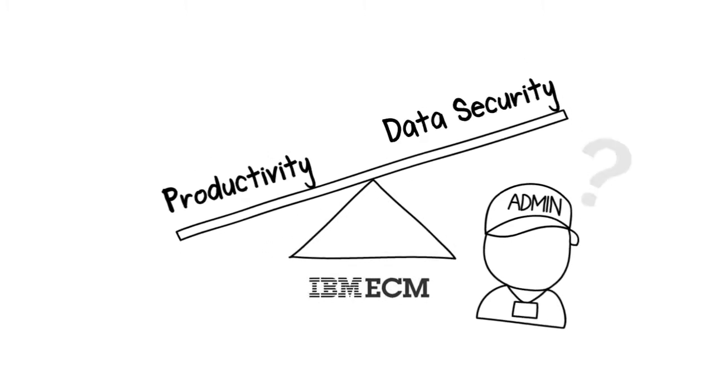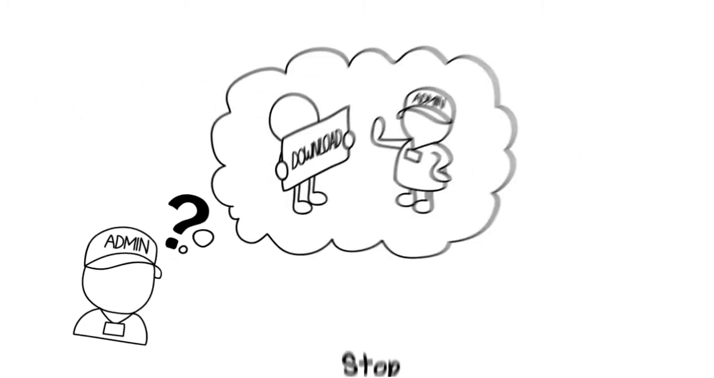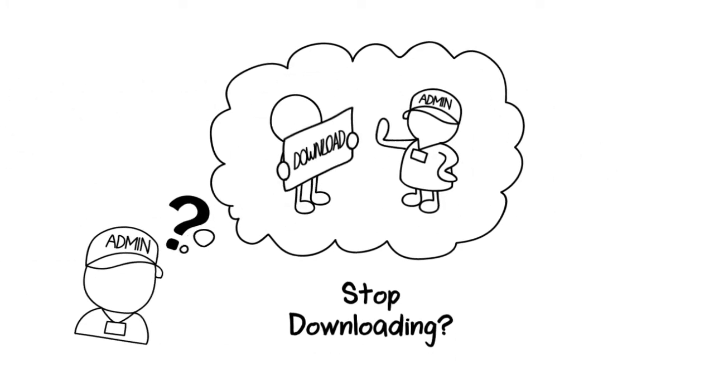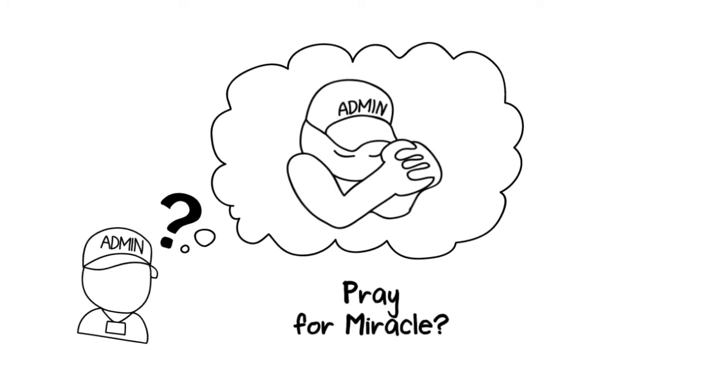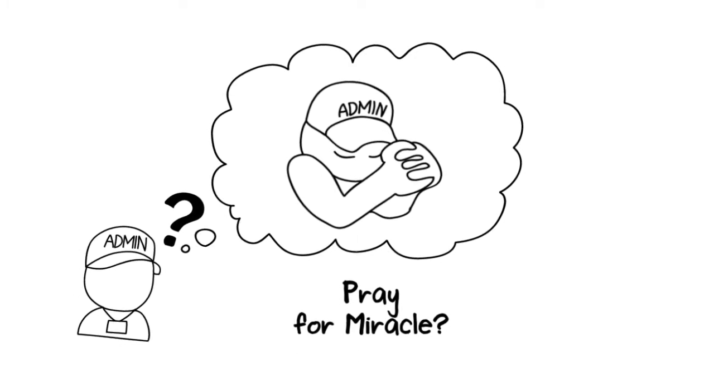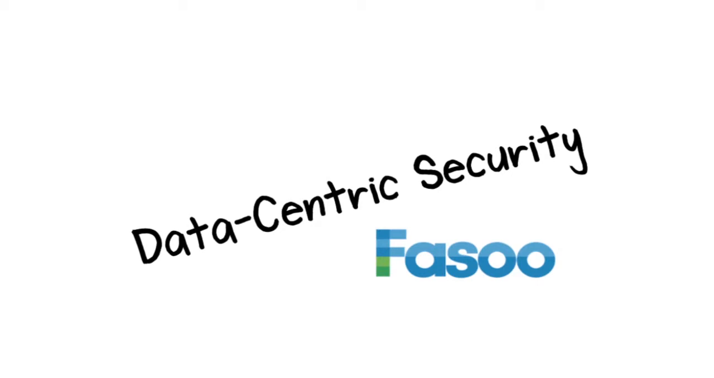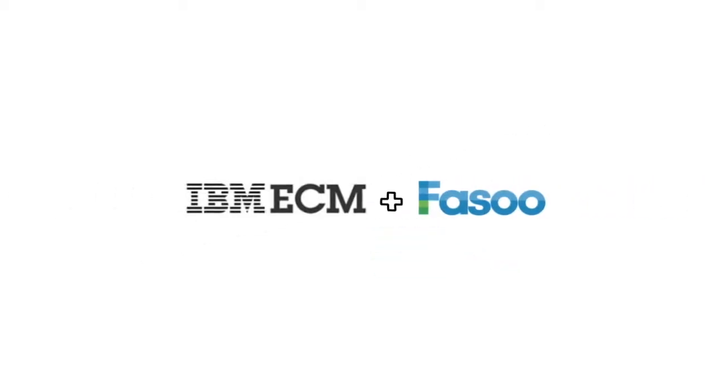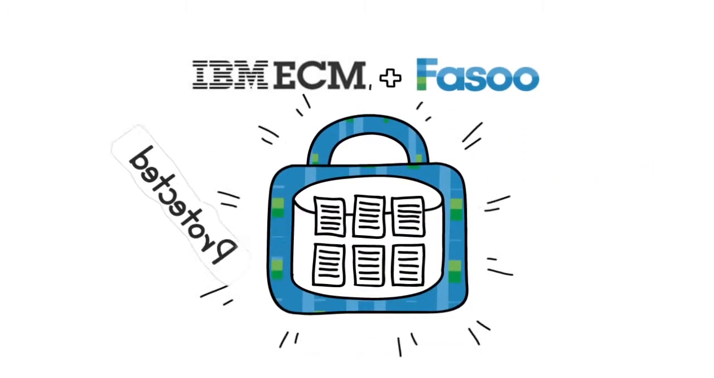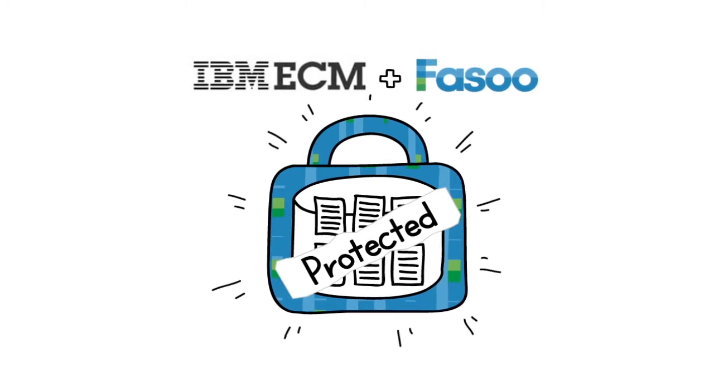So how do we balance it out? Stop users from downloading documents? Trust users and pray for a miracle? Not the right answer. Data-centric security is the answer for this problem. The Fasoo integrated IBM ECM solution can probably answer all data security questions we've discussed so far.